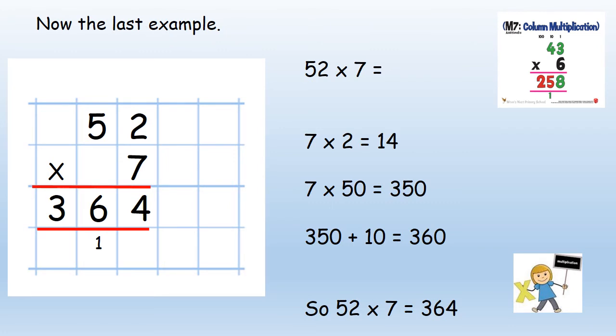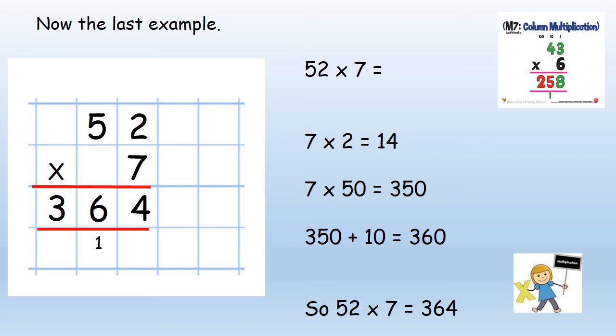And now the last example, 52 multiplied by 7. First of all, we'll multiply the ones. 7 times 2 equals 14, which we'll partition into 1 ten and 4 ones. The 10 we'll put in the tens column below the equals line so that we don't forget to add it back on at the end. And the 4 we'll put in the ones column. Then we'll multiply the tens.